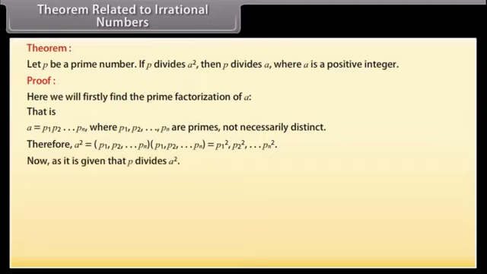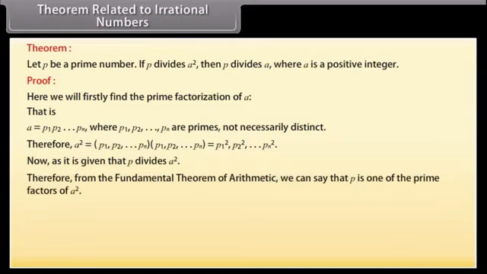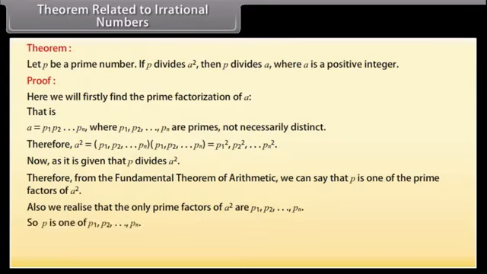Now, as it is given that p divides a square, from the fundamental theorem of arithmetic, we can say that p is one of the prime factors of a square. Also, we realize that the only prime factors of a square are p1, p2, and so on, pn. So p is one of the p1, p2, and so on till pn. Now, since a is equal to p1, p2, and so on till pn, we can say that p divides a.